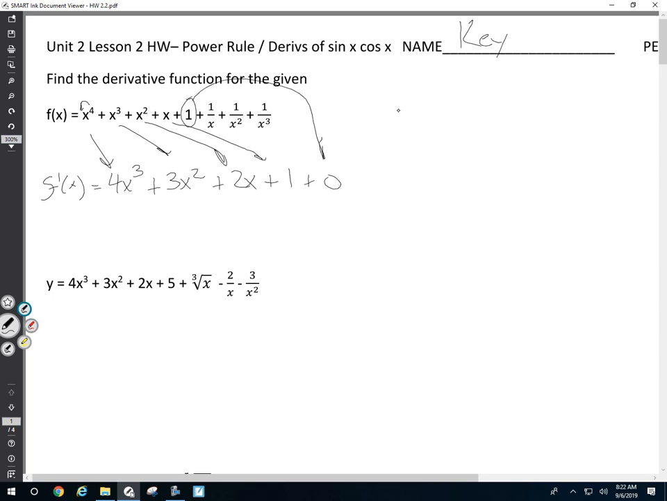Now these guys, we're going to have to rewrite them as x to the negative first, x to the negative second, and x to the negative third. Taking the derivative using the power rule, I'd get negative 1x to the negative second. I would get negative 2x to the negative third. I'd get negative 3x to the negative fourth. We can rewrite these if we want to as negative 1 over x squared, negative 2 over x cubed, negative 3 over x to the fourth.